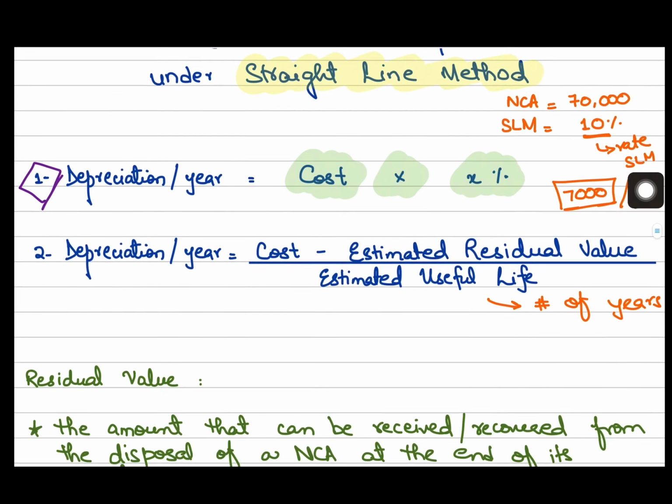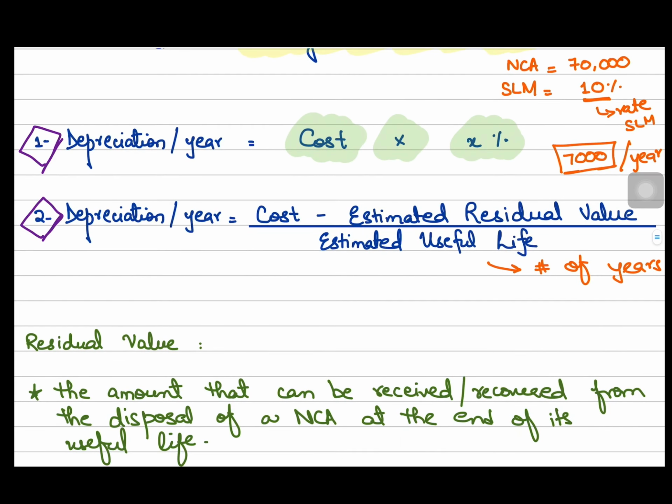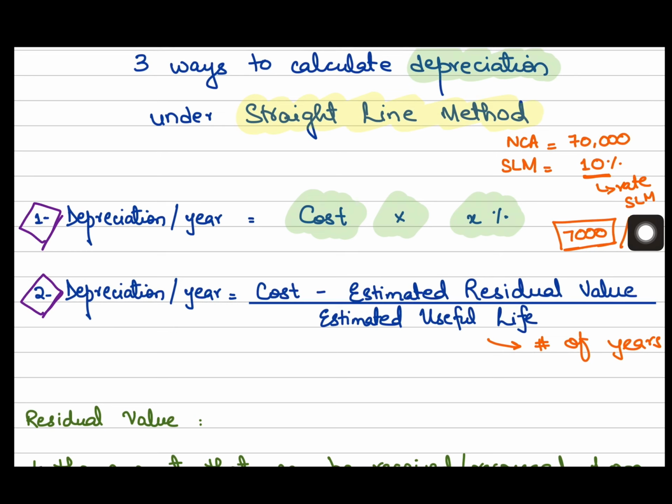And now let's move to the second method. This says that if you are given the cost and the estimated residual value of the non-current asset, what is estimated residual value? I'll be coming to that in a while. But right now, what is the formula? Cost minus estimated residual value, divided by the estimated useful life. So if the amounts for these terms are given to us, then we will be using this formula to calculate depreciation every year for that non-current asset.